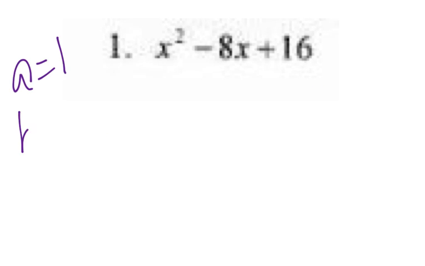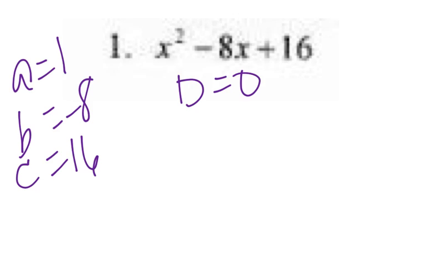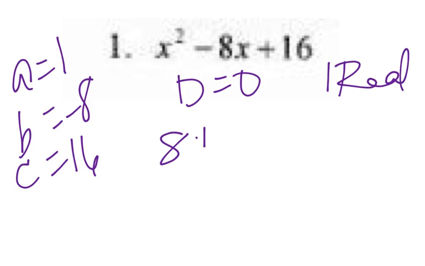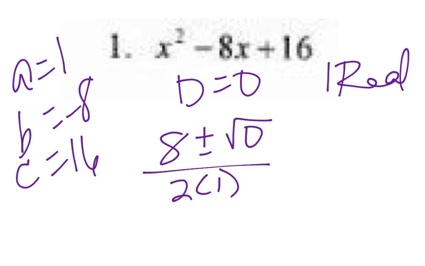A is 1. B is negative 8. C is 16. So take those numbers, find your discriminant. I got that the discriminant is 0, which means I'm going to have one real root. So now going with the rest of the formula, negative b. That means come over here, find your b value, and use the opposite sign. So it's actually a positive 8, plus or minus the square root of 0, because that was my discriminant, all over 2 times a, which is 1.